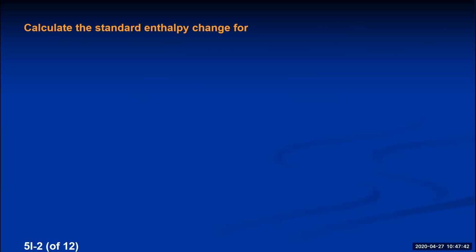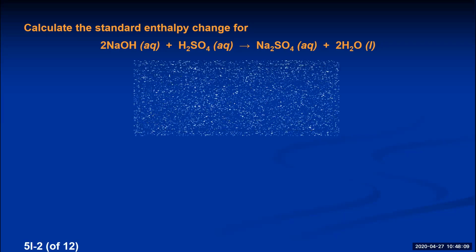First one we're going to work on is the standard enthalpy change for the reaction 2NaOH aqueous plus H2SO4 aqueous yields Na2SO4 aqueous plus 2H2O liquid. We could calculate the enthalpy change or the heat given off or absorbed for this reaction experimentally in a calorimeter, but if we want to do it theoretically, we're going to use our standard heat of formations found in our thermodynamic table on our class website.